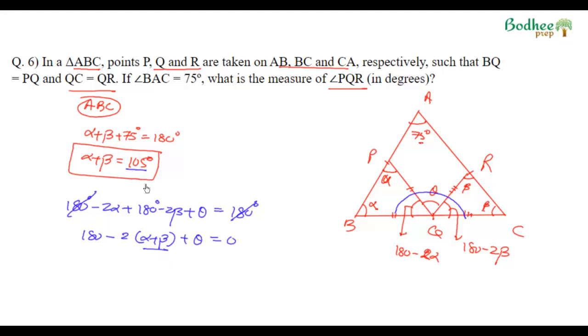Now alpha plus beta is equal to 105. So it is 180 minus 2 into 105, which is 210, plus theta is equal to 0, or the value of theta would be 30 degrees. So the answer for this question is 30. Simple question, everyone can solve.